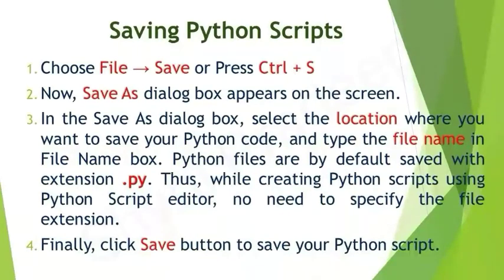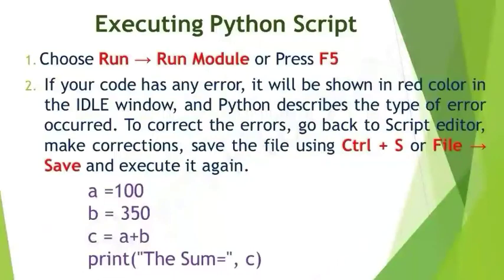After saving your code, you have to run that code to get the output. For that, choose the Run Module option, or press the F5 button. If your code has any error, it will be shown in red color in the IDLE window. To correct those errors, go back to the script editor window, make corrections and save again. If errors are not present in your code, the output will be displayed on the screen.